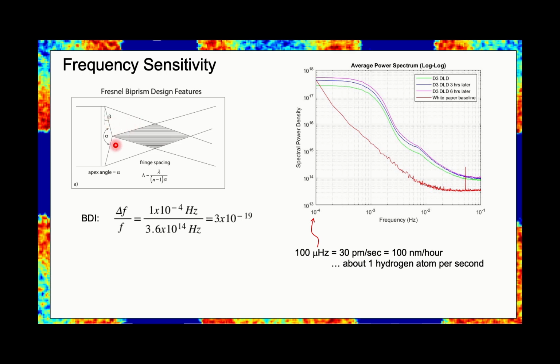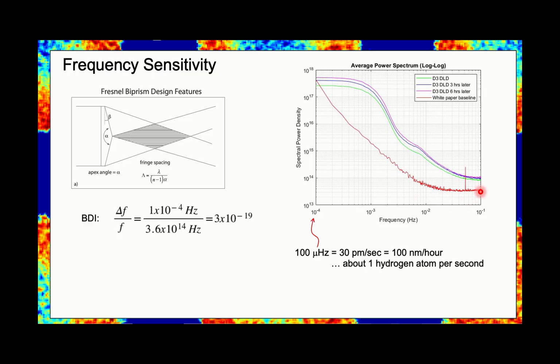this is what's known as a common path interferometer. It allowed a visiting exchange student from Columbia, an undergraduate, to push our frequency sensitivity from 10 millihertz down to 100 microhertz. If you do that simple conversion that I talked about earlier, that's about 30 picometers per second, or about one hydrogen atom per second, is the lowest velocity that we could pick up with this.